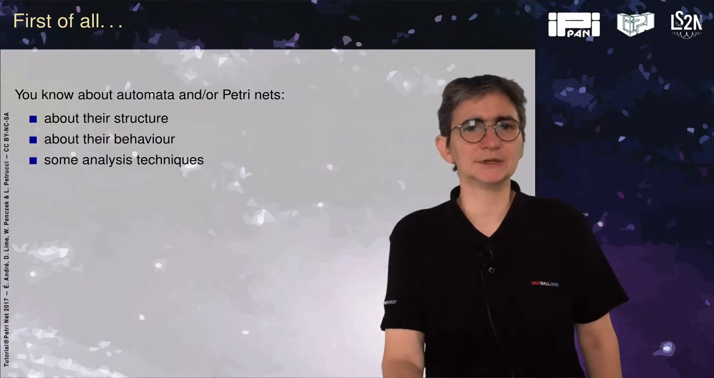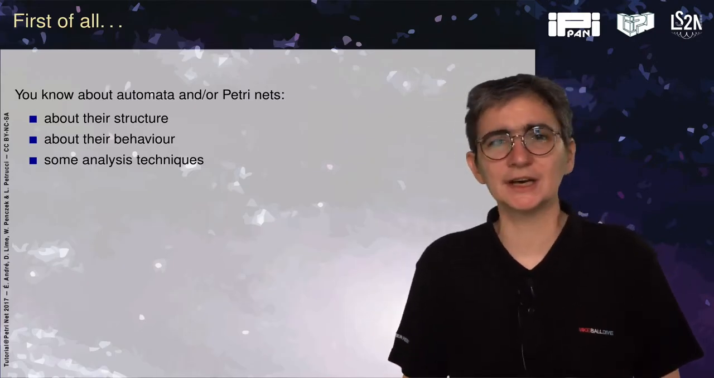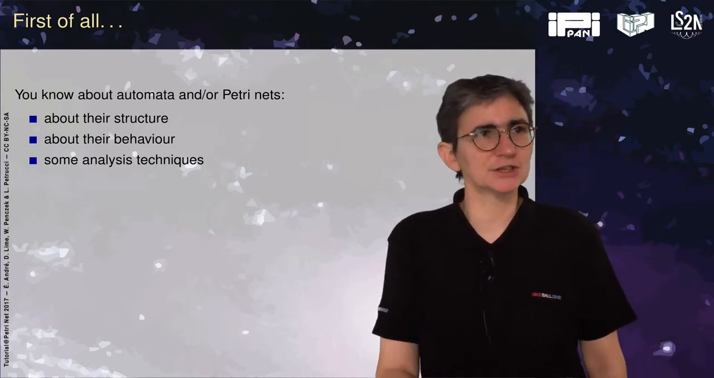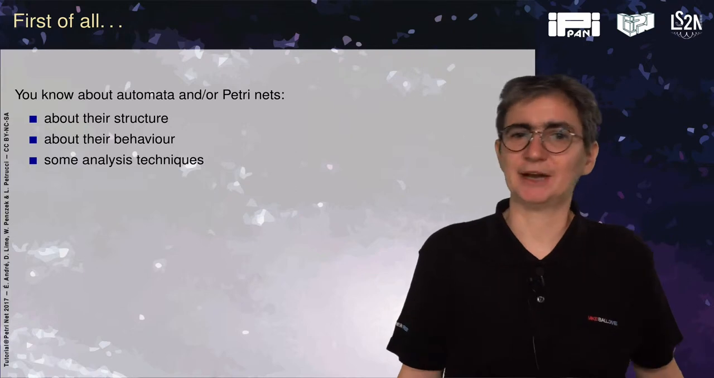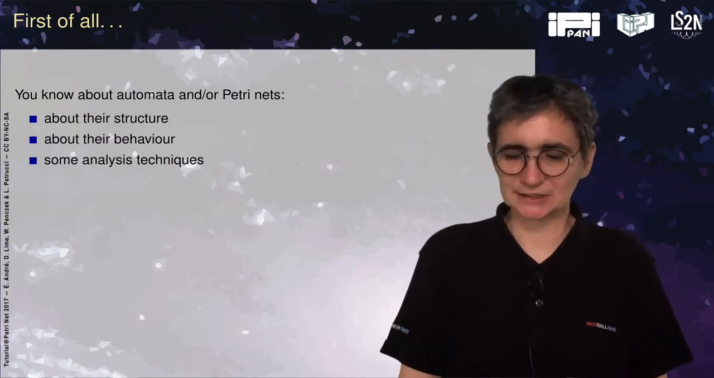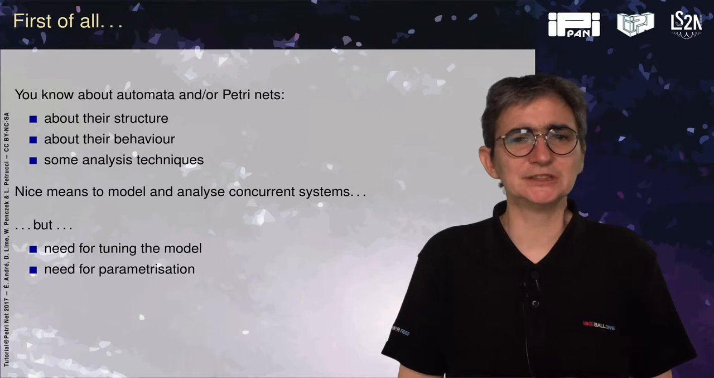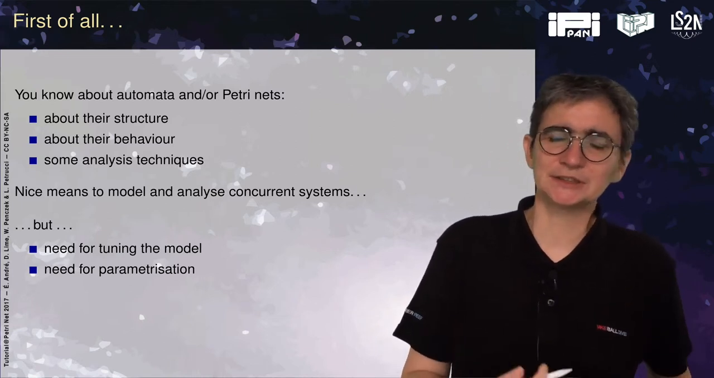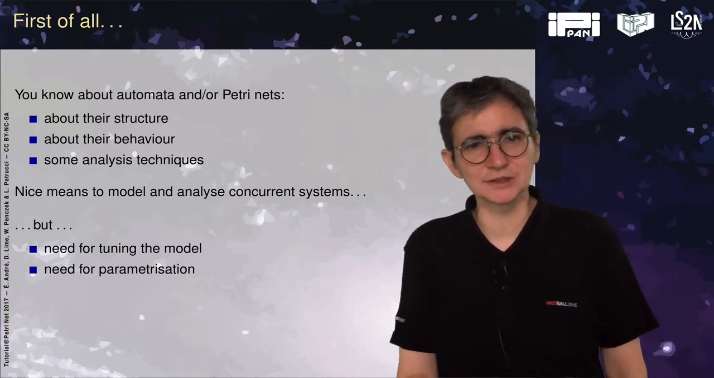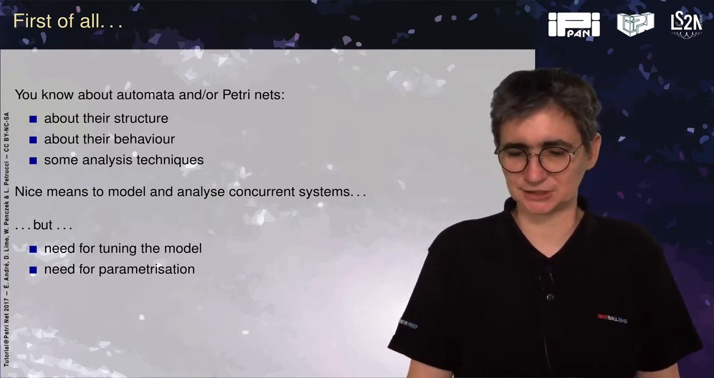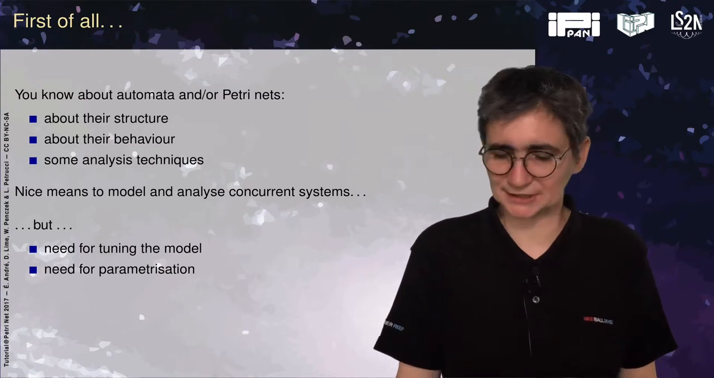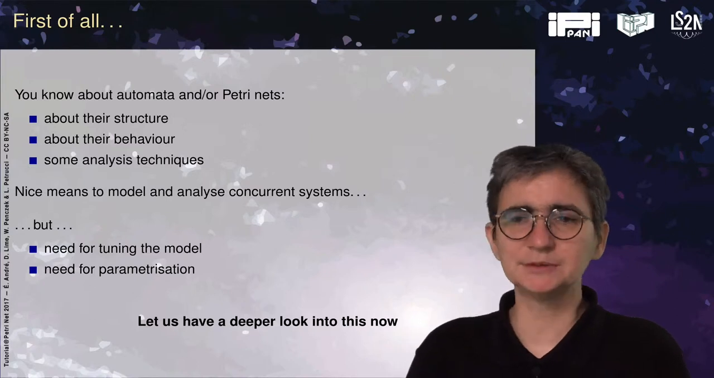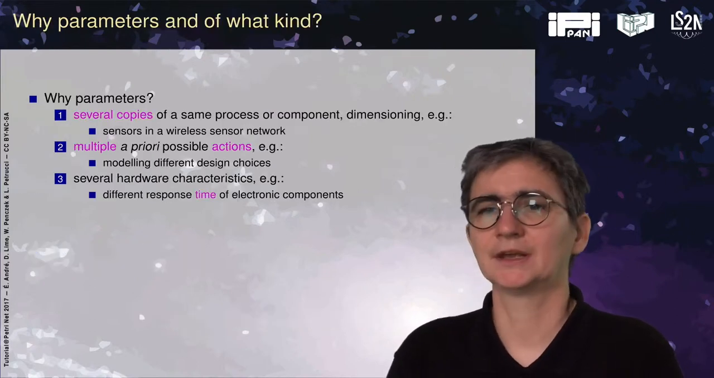So first of all, you all know about automata or maybe Petri nets or both. You know about their structure, about their behavior, about some analysis techniques. But it's a nice means to model and analyze concurrent systems, but it needs a bit more facilities for tuning models and a need for parameterization. And that is completely the topic of this tutorial. So we'll have a deeper look into this right now.